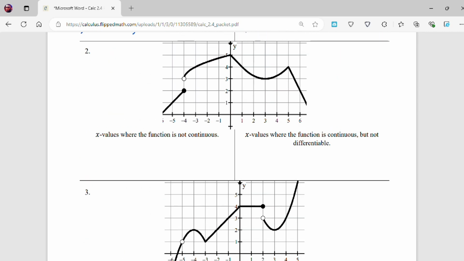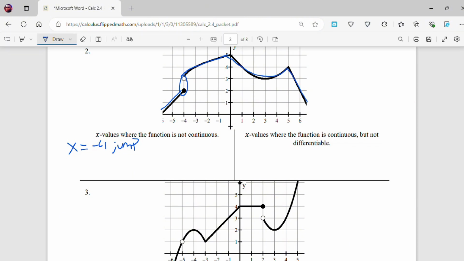Okay, question 2, same approach. I'm going to start with discontinuity first. Left to right, and we have a jump here. So we have a jump discontinuity at x equals -4. We move along. Everything is continuous from there on out. Okay, so our only discontinuity in the graph is at x equals -4. We have a jump discontinuity there.